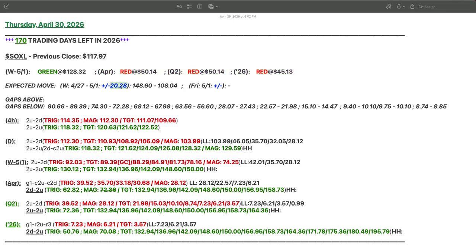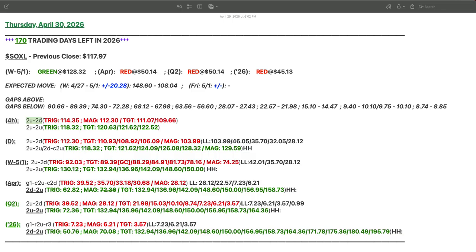We know the market maker's expected move was plus or minus $2.28 from the close on Friday, giving us an expected range of 148.60 to 108.04. And we know that we closed that gap above today, so there's no more gaps above, but we do have plenty of gaps to the downside, right? We talked about from an early morning scalping perspective, you want to look for higher lows at or above opening print to get into calls, targeting overnight high and previous high of day, or we want to look for lower highs at or below opening print to get into puts, targeting overnight low and previous low of day.